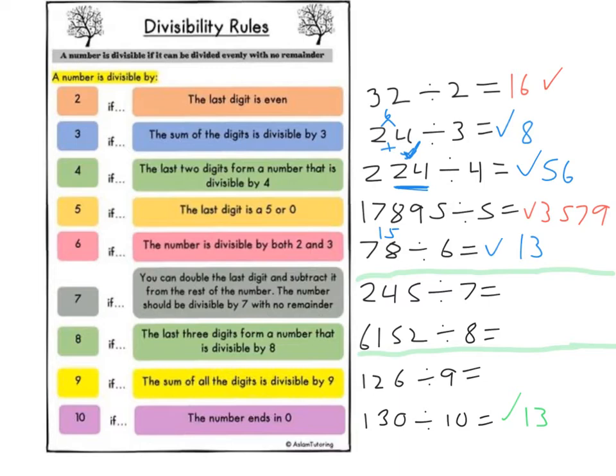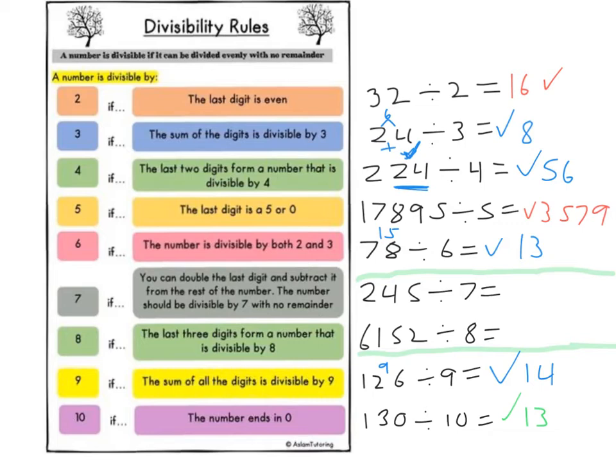Let's go down to the 9 rule. It's divisible by 9 if the sum of all the digits is divisible by 9. So very similar to the 3 rule, but now we're talking divisible by 9. So we have 1 plus 2 is 3, plus 6 is 9. So the sum of those digits is 9. Obviously, yes, I can take 9 out of 9, so that's definitely divisible. And the answer is 14.